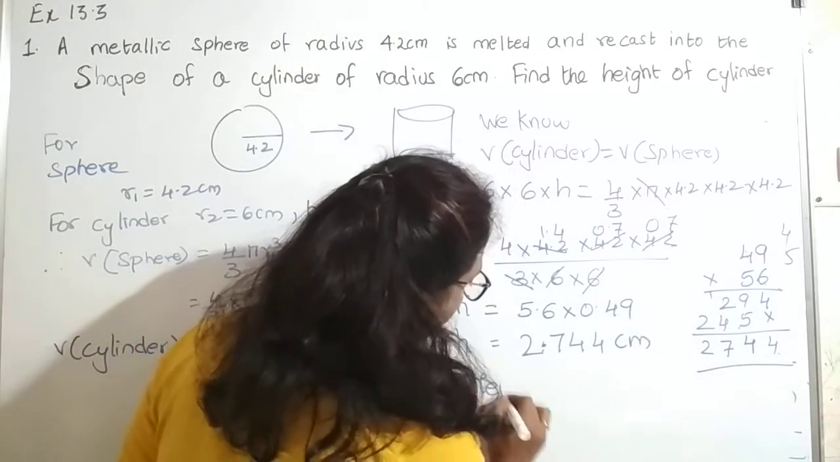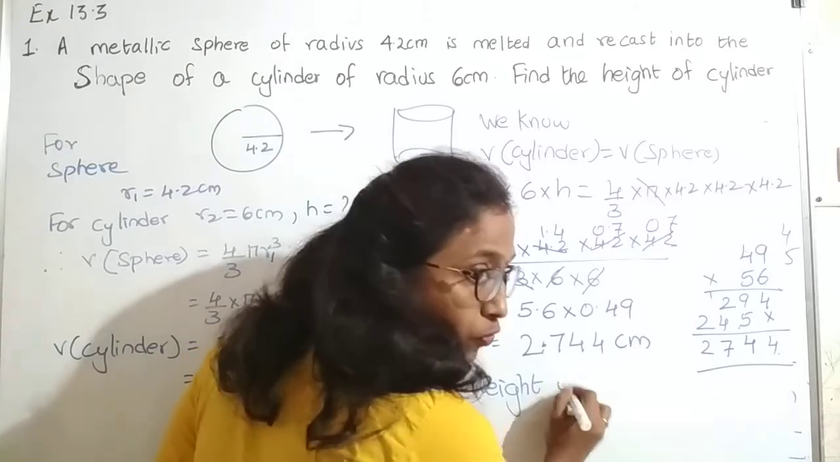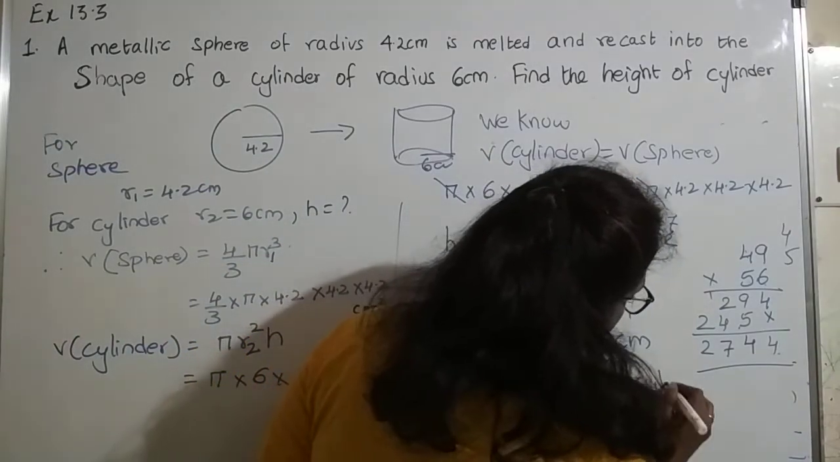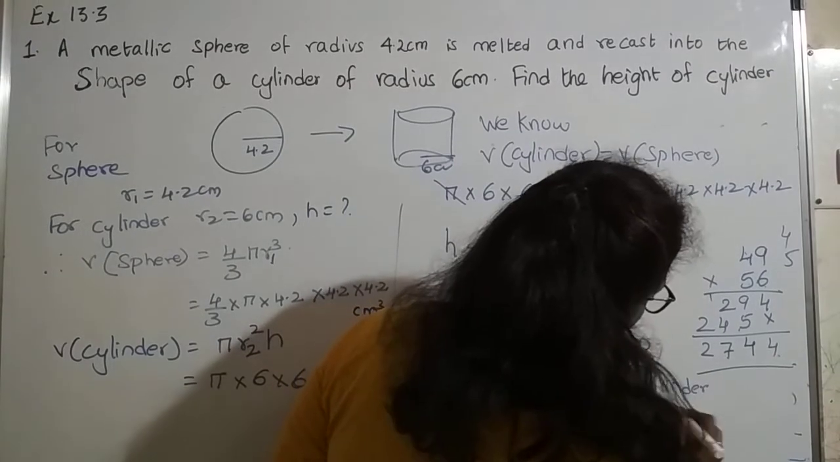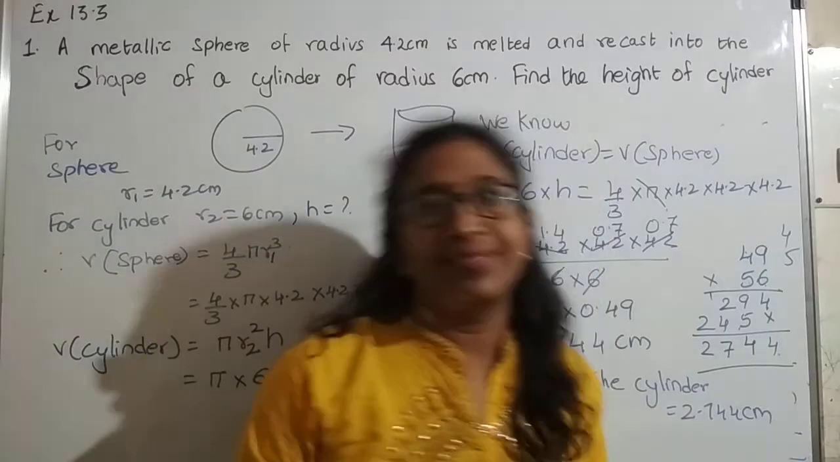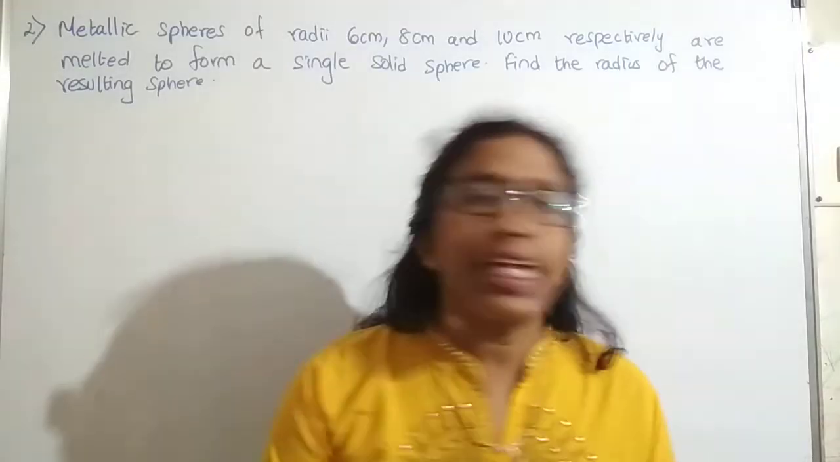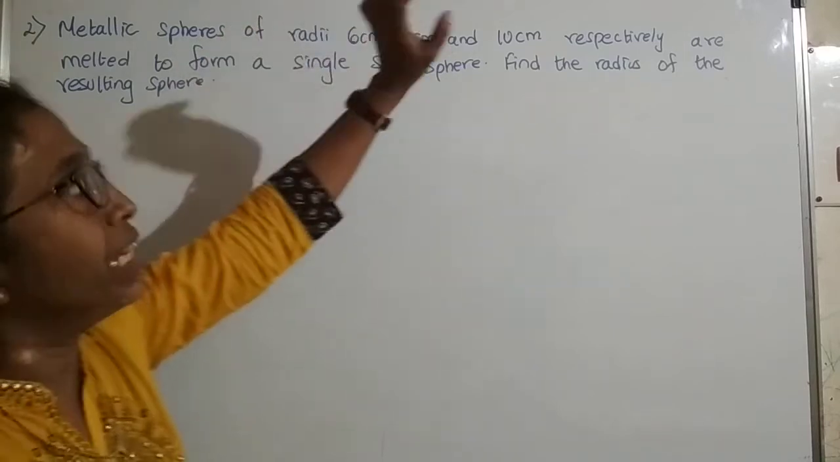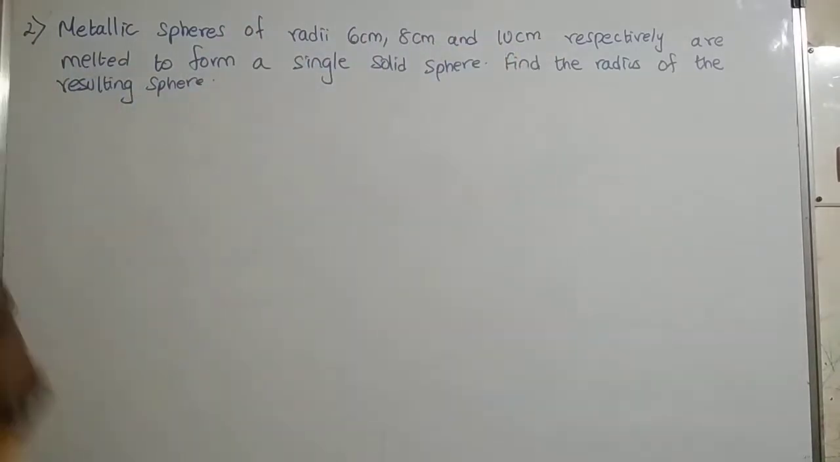Therefore, please don't forget to write the final answer: height of the cylinder equals 2.744 centimeter. Correct? Coming to the second sum: metallic spheres of radius 6, 8 and 10 respectively are melted.